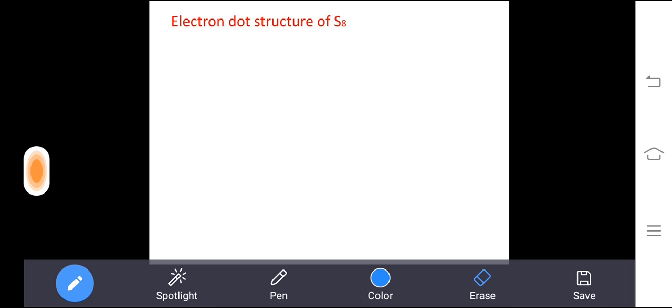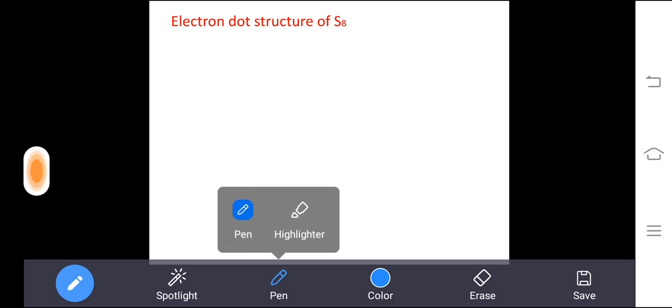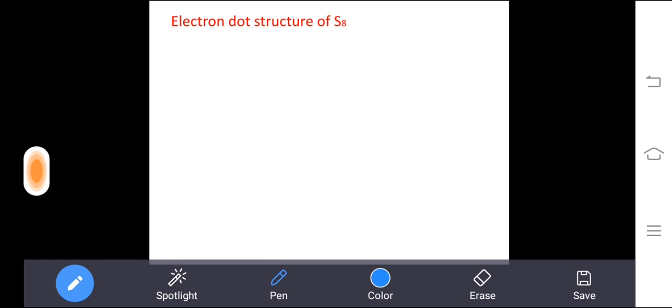Then the electron dot structure for the acid. This is the last one. Electron dot structure for the acid. So sulfur, what will be the valence electron? If you remember the valence electron, okay. Otherwise, if you remember the electron Lewis dot symbol also, it will be good.